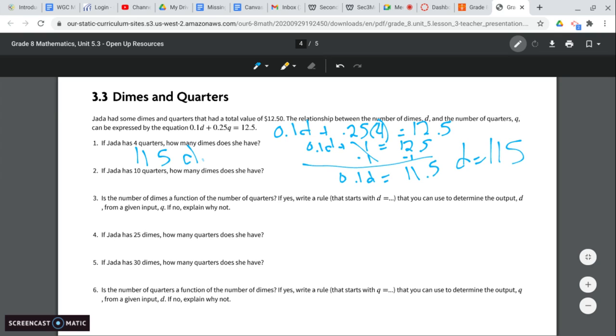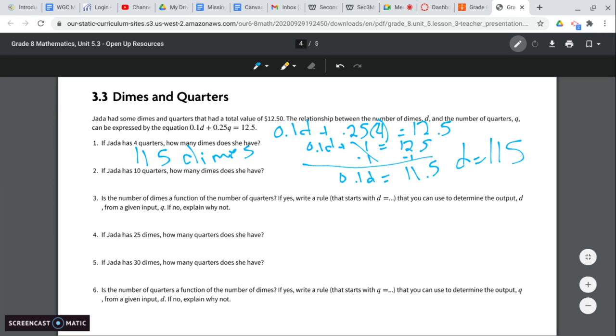So there's 115 dimes. Now, if we change this, if Jada has 10 quarters, how many dimes does she have? Well, if we take the 25 cents and multiply it by 10, or if we think about it in terms of money, 4 quarters is $1, 8 quarters is $2, so we have $2.50. So we take $12.50 minus $2.50, that's going to give us $10.